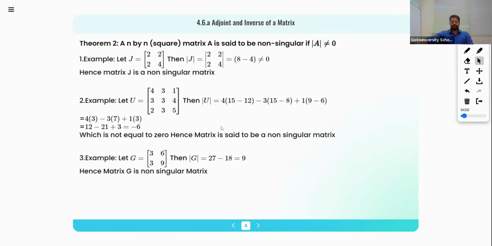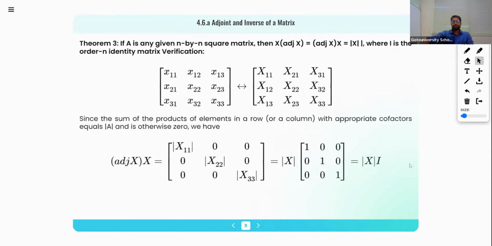So here, non-singular. What do you mean by non-singular? If the determinant of that matrix is not equal to 0, it becomes a non-singular matrix. Here are some examples which you can check later. Let's move on to the next one.